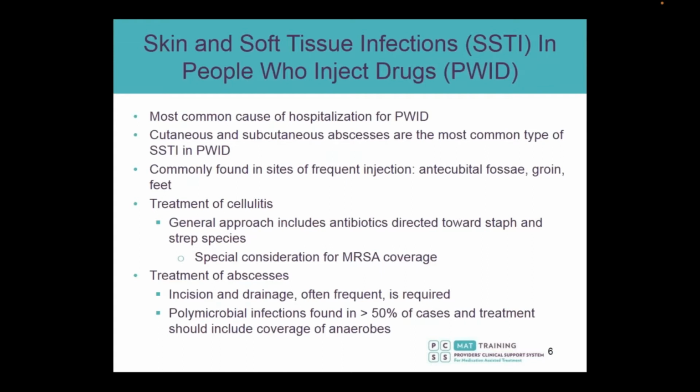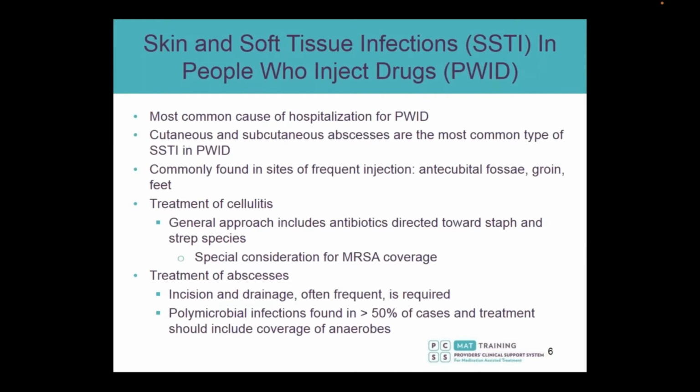Skin and soft tissue infections are the most common cause of hospitalization for people who inject drugs. Cutaneous and subcutaneous abscesses are the most common type of skin and soft tissue infection in this population. They're commonly found in sites of frequent injection, including the antecubital fossa, the groin, and the feet, as many patients may have lost access in other places and may be injecting in places like their groin and feet.